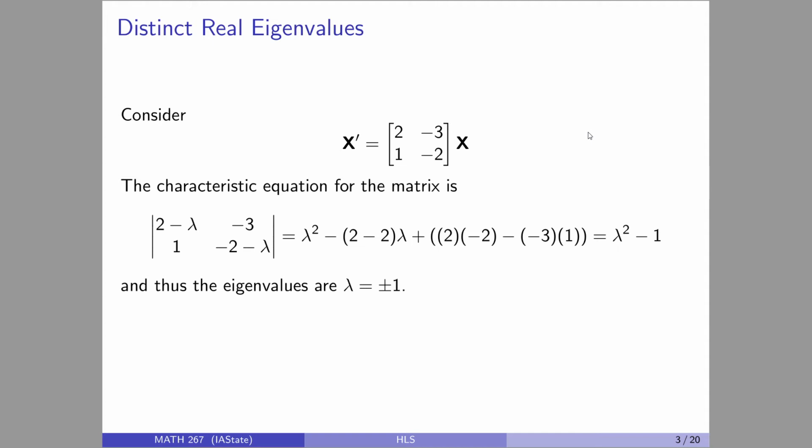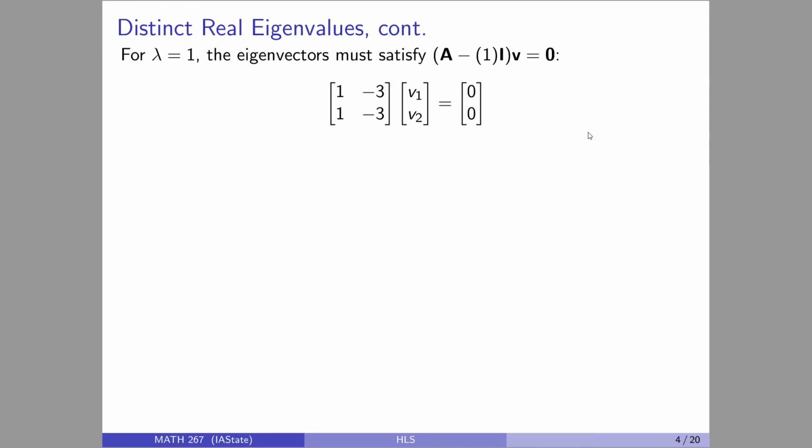So our eigenvalues are plus and minus 1. As we noted, to form the solutions, we need to look at e to the t times an associated eigenvector and e to the negative t times an associated eigenvector. So for each one of the values, it doesn't matter which eigenvector we get as long as we get an eigenvector. Okay, so let's talk about how we find those.